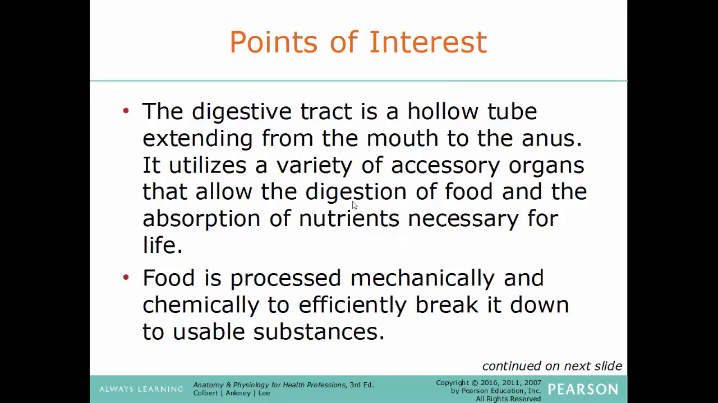Alright, we'll end this video and this chapter with some points of interest. Basically some key reminders of what we talked about in this video. The digestive tract is a hollow tube that goes from the mouth all the way down to the anus. It utilizes a variety of accessory organs that allow the digestion of food and then also the absorption of nutrients. Food is processed both mechanically and chemically to efficiently break it down.